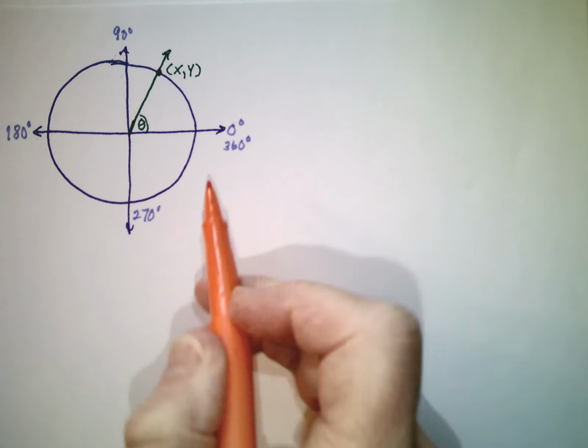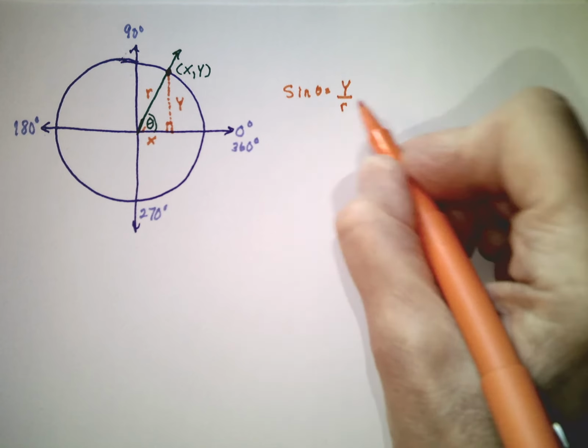The side that is opposite the angle is now the y-coordinate. The side that's adjacent to the angle is now the x-coordinate. And the hypotenuse of the triangle is actually the radius of the circle. So now we are able to redefine our trig values. The sine of theta, instead of being the opposite over the hypotenuse, is now the y-coordinate divided by the radius.